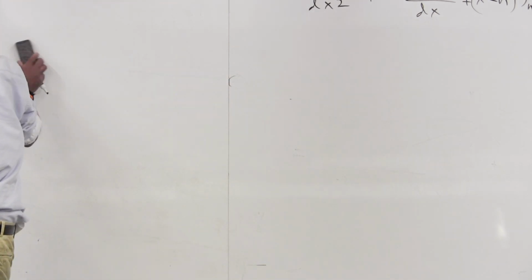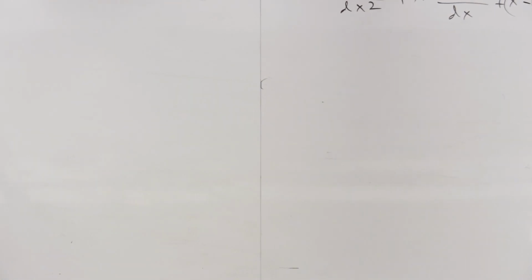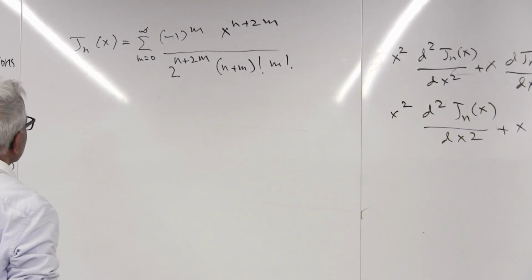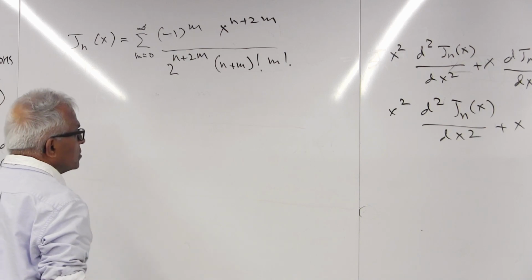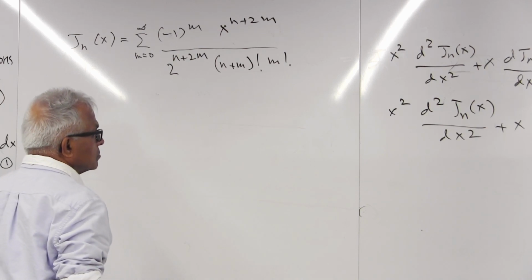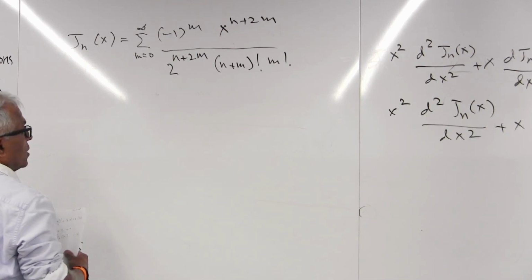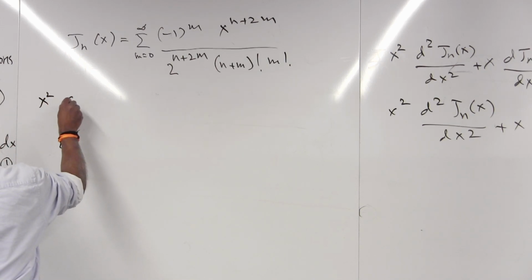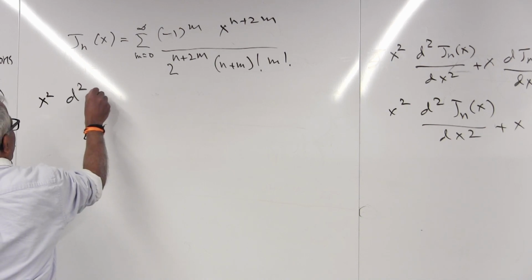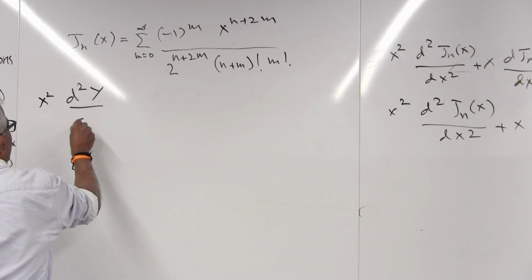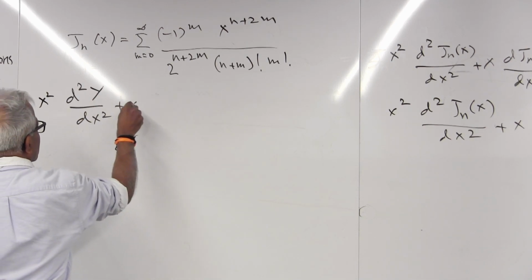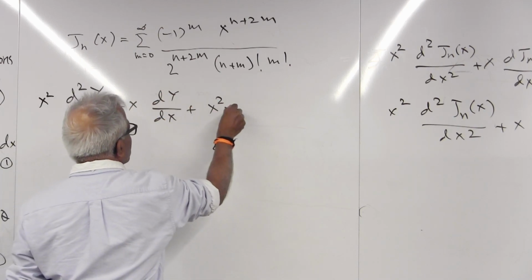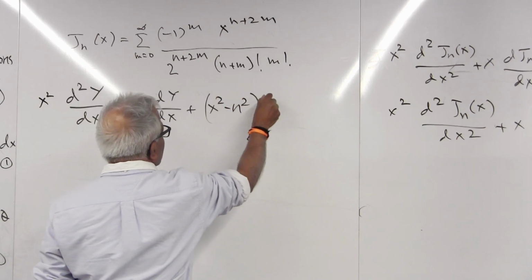Anyway, these are standard expressions, nothing new. I just derived it from basic principles. I'm just going to clear up the board by copying the differential equation. So the differential equation is x squared d²y/dx² plus x dy/dx plus (x squared minus n squared) y.